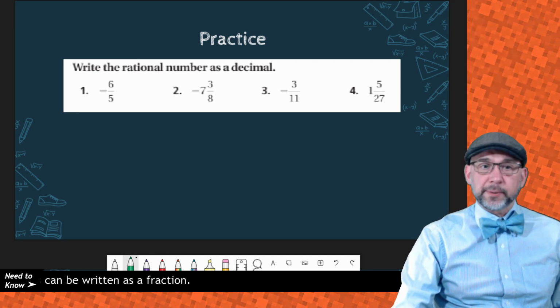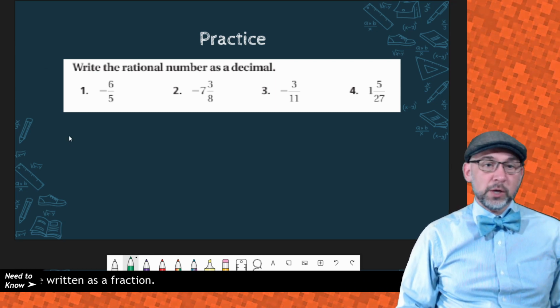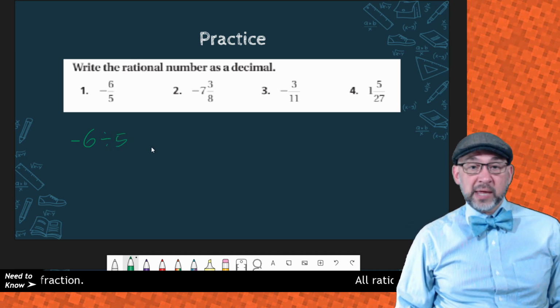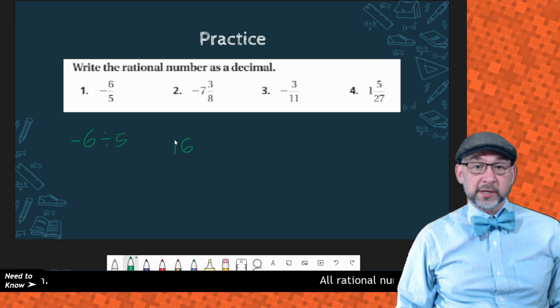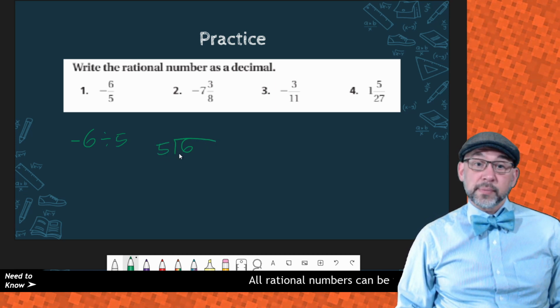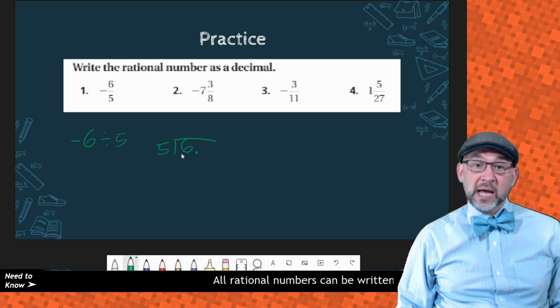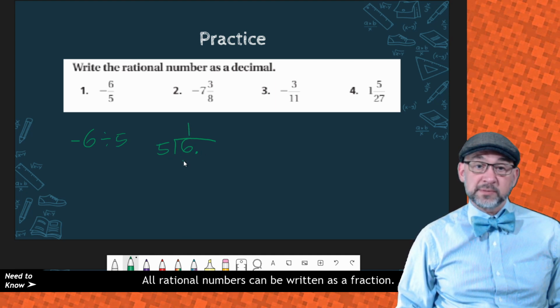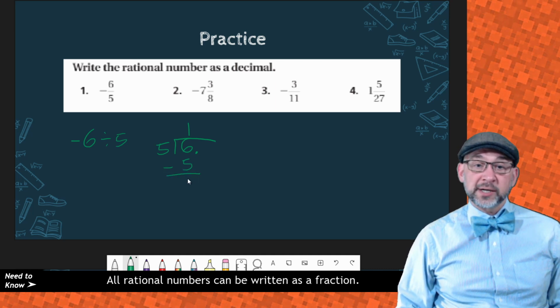All right, let's do one more example. Let's do negative 6/5, which is the same as negative 6 divided by 5. So that means 6 is my dividend that goes in the box. 5 is my divisor that goes outside. Then you want to ask yourself, how many times does 5 go into 6? It goes in 1 time. 1 times 5 is 5. I subtract and I get 1.